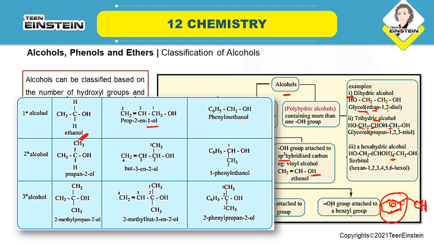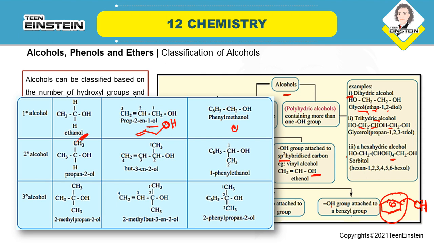Next we have prop-2-en-1-ol. This is also actually allyl alcohol. See, this is actually this molecule. Then we have phenyl methanol. This is nothing but benzyl alcohol, PhCH2OH. But why are we calling it in this way, phenyl methanol? Because it is actually a methanol derivative.